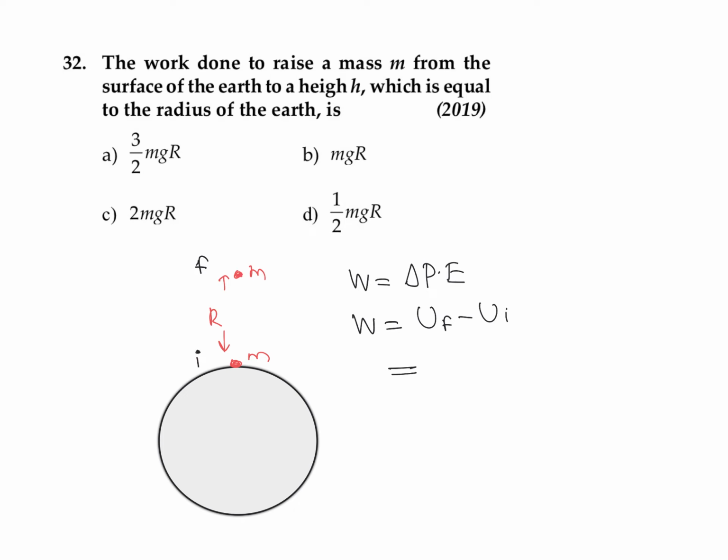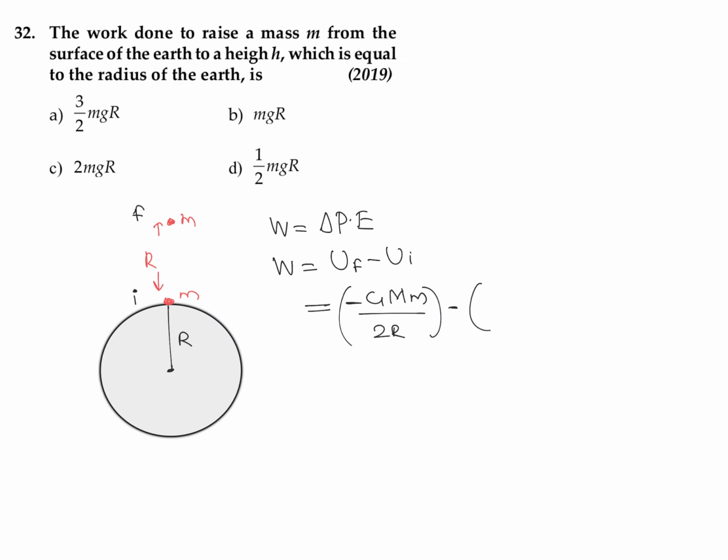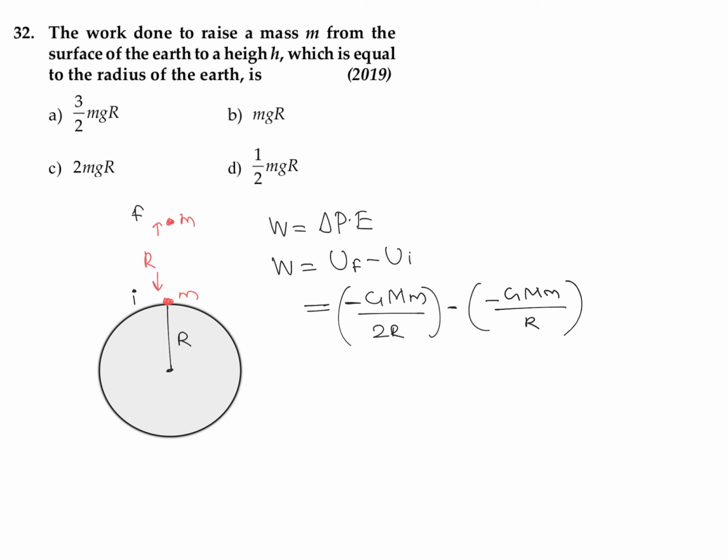So final potential, let's see, final potential is not equal to mgh. Final potential is minus GMm divided by, we need to measure the distance from the center, that is equal to 2R, minus the value of initial potential, which is not 0, that is minus GMm divided by R. So we can write the value for it, that is GMm divided by R.